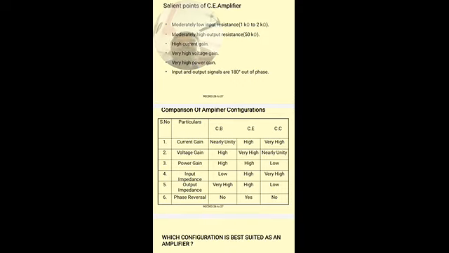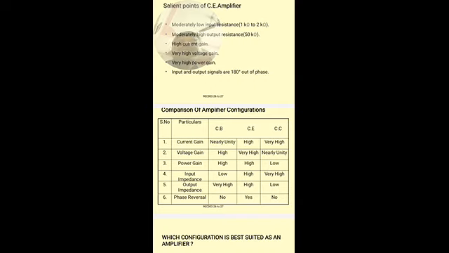Comparison of the three configurations. Comparison of the parameters: current gain, voltage gain, power gain, input impedance, output impedance, and phase shift. Current gain is nearly unity in the CB configuration, but we have a high current gain with the CE, and a very high current gain is possible with the CC.